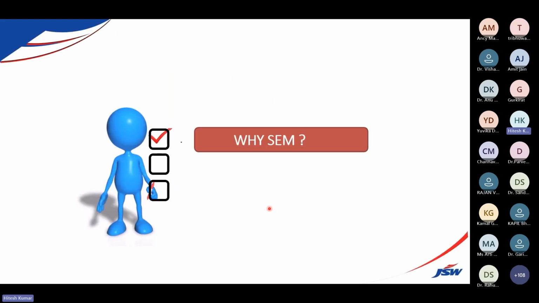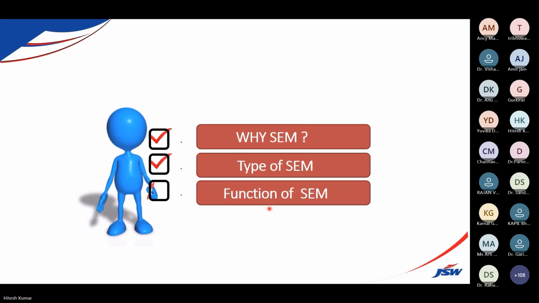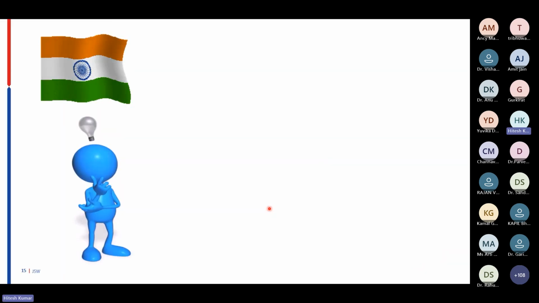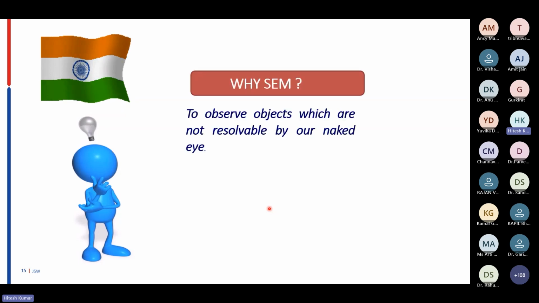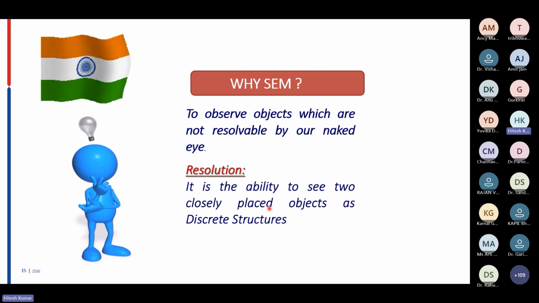So if we talk about what the different types of SEM are and how they function. As I already explained, we observe objects which are not resolvable by our naked eye. So resolution is the ability to see two closely placed objects as discrete structures.